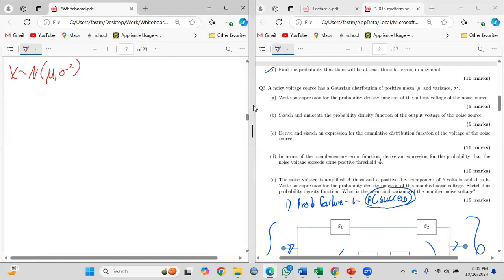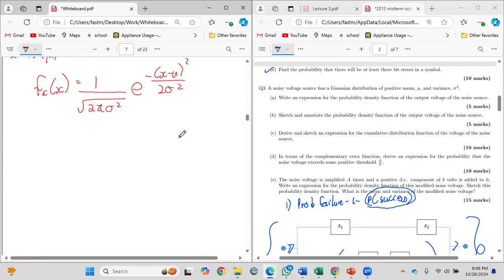So you have one expression for the PDF of a normal distribution. That is, f of x is equal to 1 on the square root of 2 pi sigma squared, times e to the minus x minus mu squared on 2 sigma squared. That is the PDF for your normal distribution. I don't know why that's 5 marks. I don't really have much more to it. That is the expression.